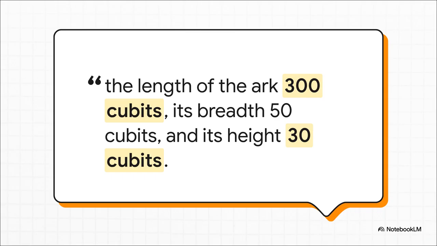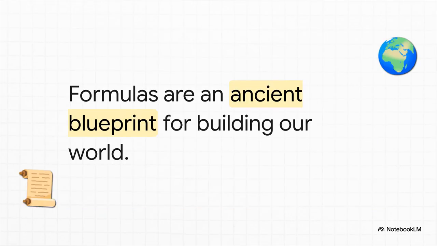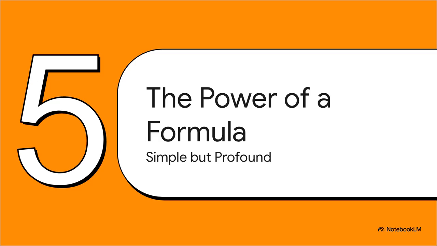It's an ancient formula that describes the exact dimensions of a massive structure: length, breadth, which is just another word for width, and height. This is the exact same logic we just used to find the volume of that little box, but it's being applied on an absolutely epic scale. It shows us that these formulas, these simple math sentences, are nothing less than an ancient blueprint for building our world.